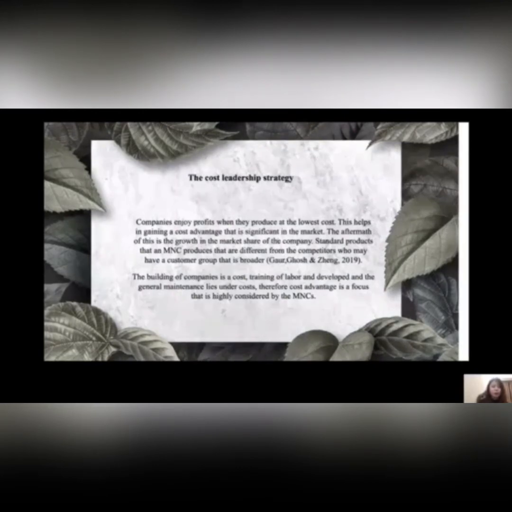And the second, I will talk about the cost leadership strategy. Companies enjoy profit when they produce at the lowest cost. This helps in gaining a cost advantage, which is significant in the market. The aftermath of this is growth in the market share of the company. Standard products, such as MNC products, are different from the competitor who may have a broader customer group.